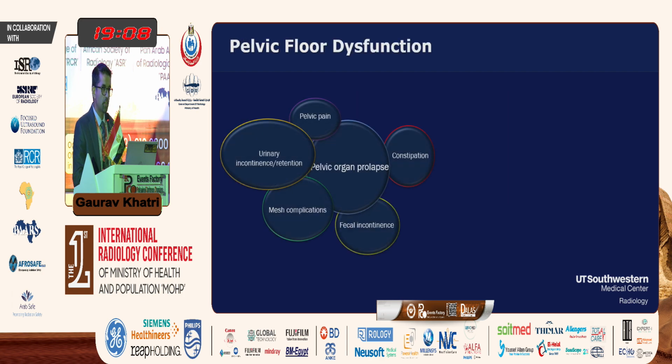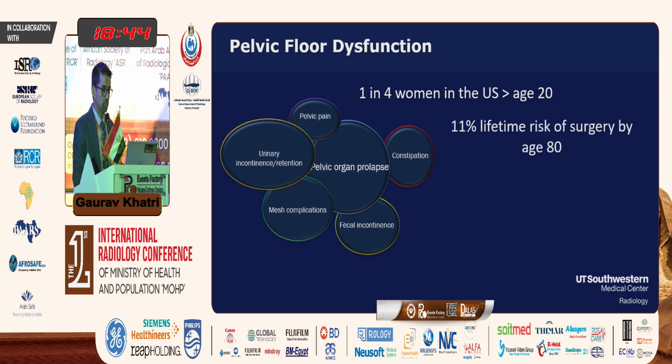So pelvic floor dysfunction, as many of you may know, is a set of multiple different disorders, including pelvic organ prolapse, urinary incontinence, pelvic pain, constipation, fecal incontinence, that all together are called pelvic floor dysfunction. In the US, this has been reported to affect nearly 1 out of every 4 women over age 20. So it's a pretty common disease.